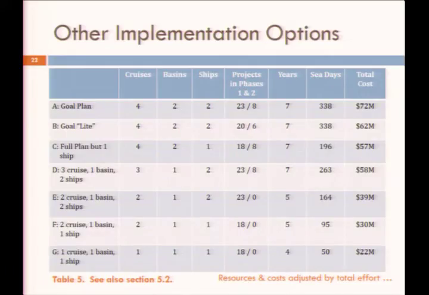So what I'm showing you here is a table that's taken straight from the science plan. I'm going to go through it rather quickly, but you can go look at it on your own. The table shows 7 different implementation options that the science definition team considered. The top line is the goal plan that I've just spent a bunch of time talking to you guys about the details of. Goal light is the same as the goal plan, only we take out those 3 projects that are not in the measurement table explicitly.